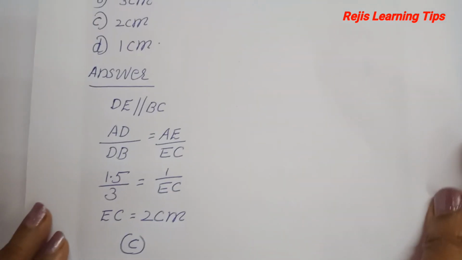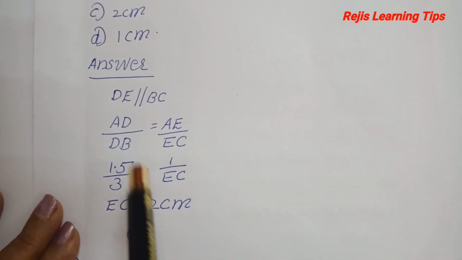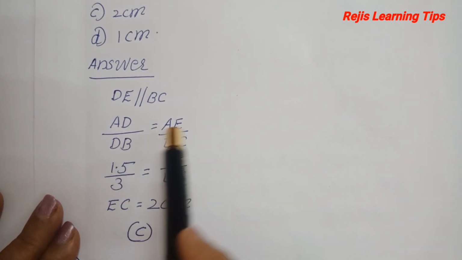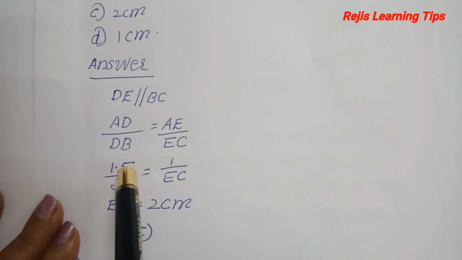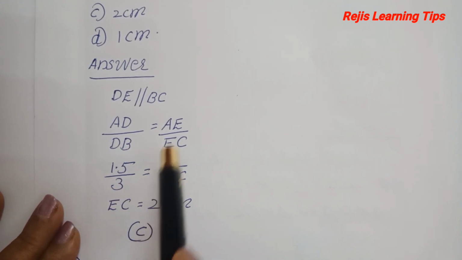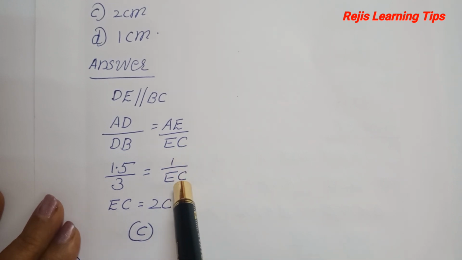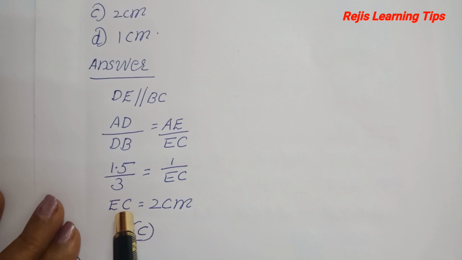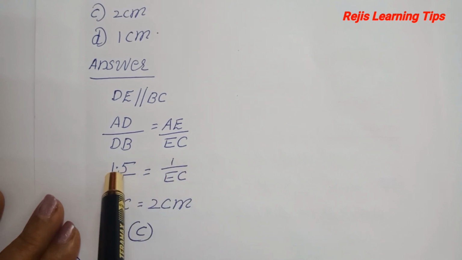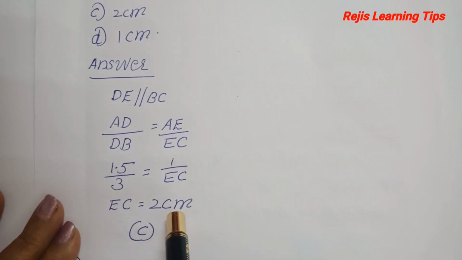Since DE is parallel to BC, AD by DB is equal to AE by EC. AD 1.5 divided by DB 3 is equal to AE 1 over EC, so we have to find EC. Therefore, EC is equal to 3 divided by 1.5, that is equal to 2 centimeter. So, our option C.